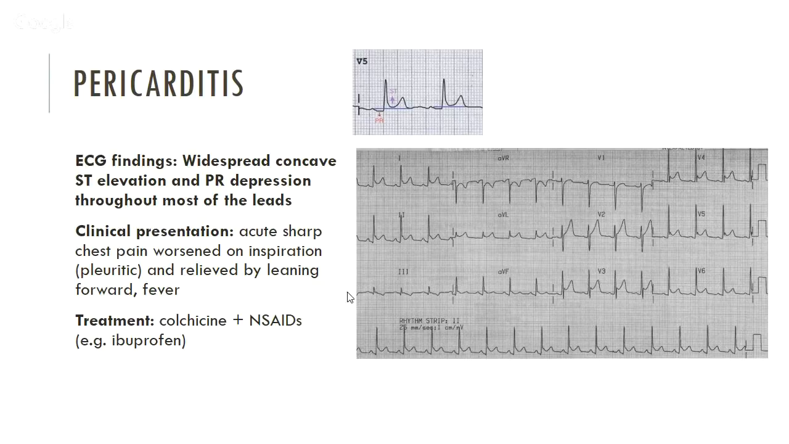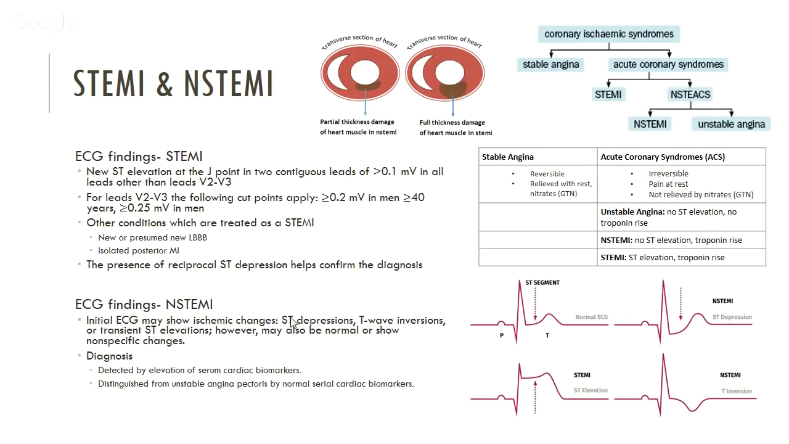And then there's pericarditis, as I mentioned. This is when there's widespread ST elevation and PR depression throughout most of the leads. As you can see here, there's elevation in 1, 2, AVL, and the anterior leads as well. So in that case, you're thinking pericarditis rather than a STEMI. And there's also PR depression throughout most of the leads. I think Will already went through how it presents, and the treatment will be colchicine and NSAIDs to reduce the inflammation. And then STEMI and non-STEMI, I think they went through this already.